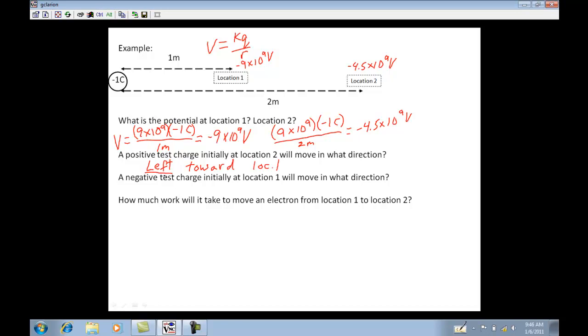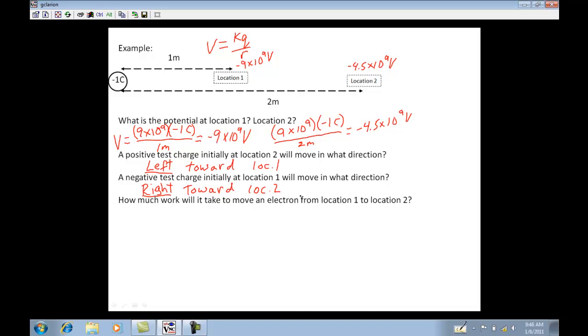Okay? What about a negative test charge? If we put a negative test charge initially at location 1, what direction is it going to move in? Right. Okay. Good. It's going to move right because a negative test charge moves from a lower potential to a higher potential. Okay, so it's going to move to the right toward location 2.